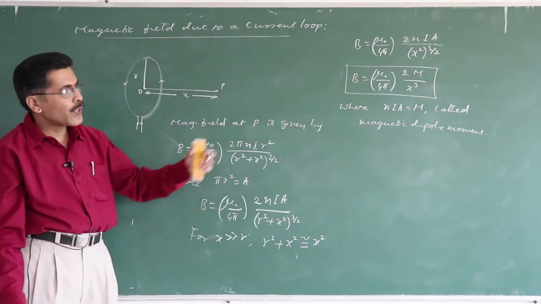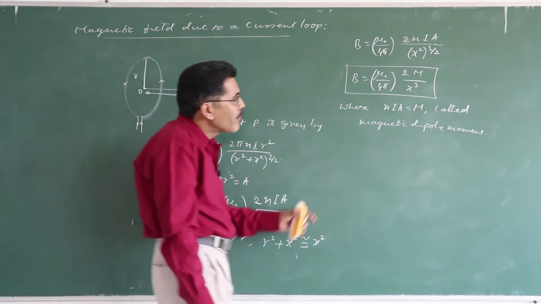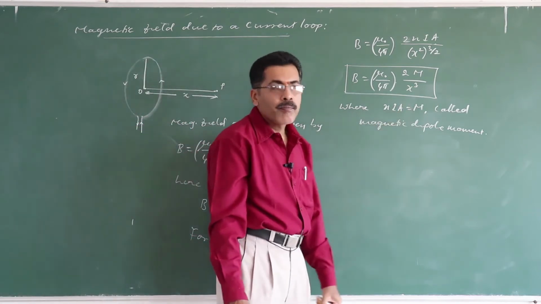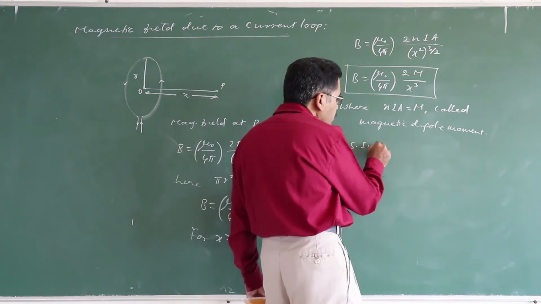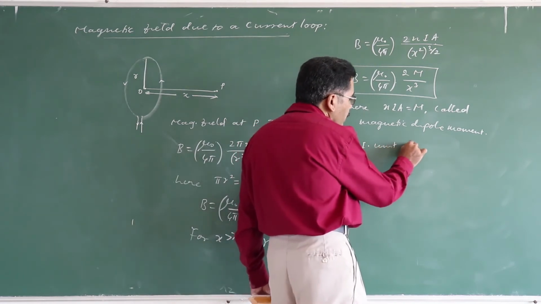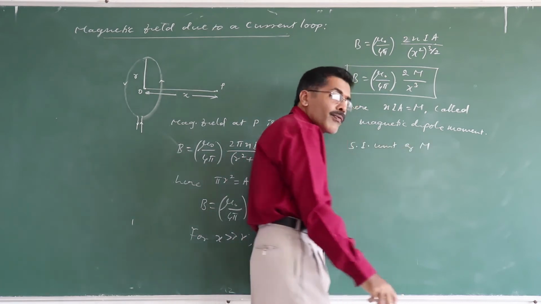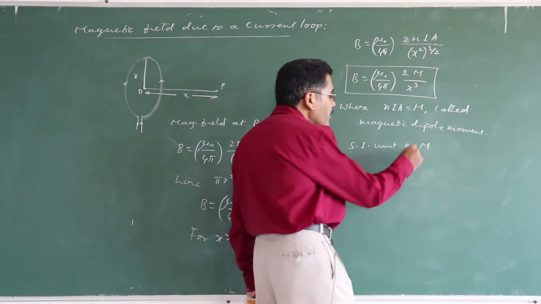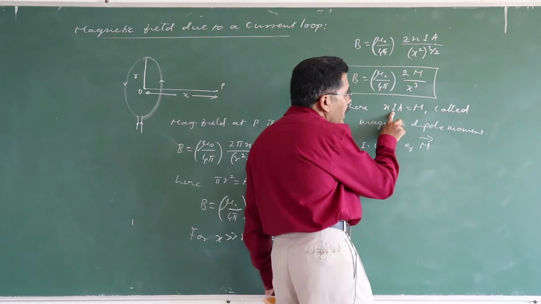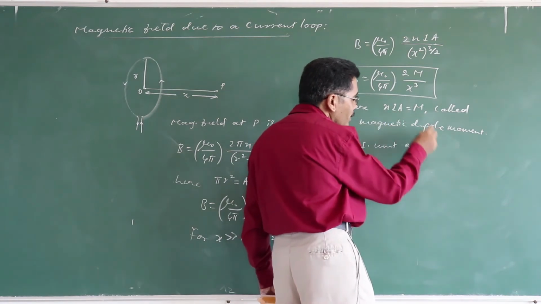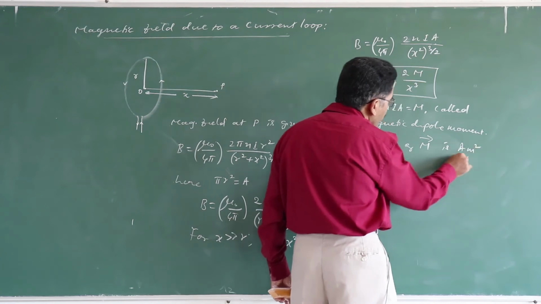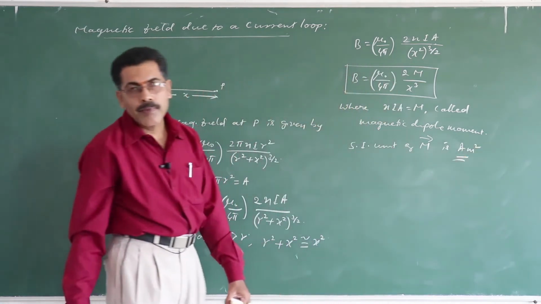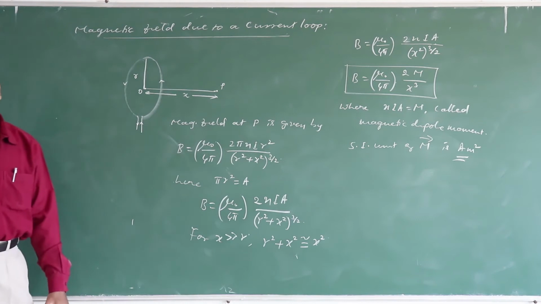That's the conclusion. And this magnetic dipole moment is a vector quantity. What is its unit? SI unit of m: for current ampere, for area meter square, so it is ampere meter square. That is the SI unit.